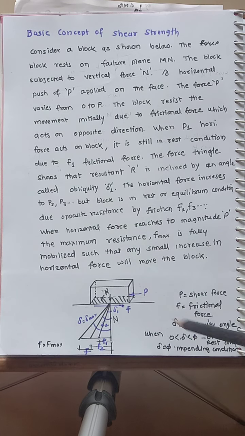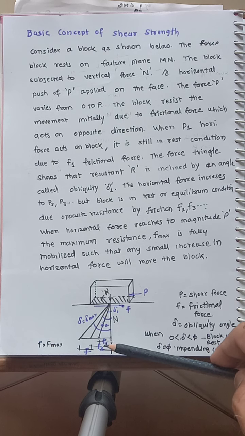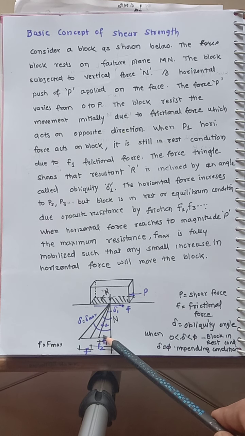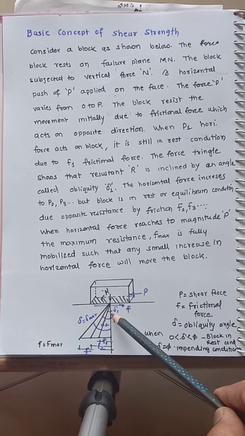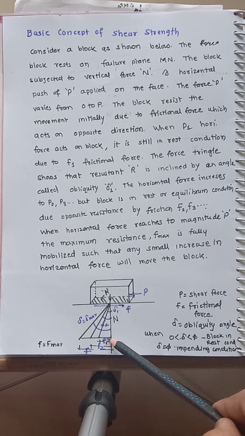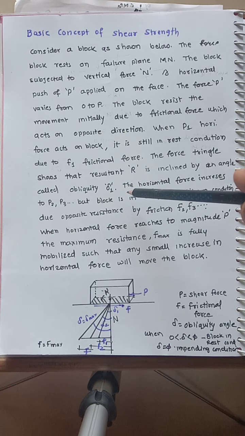So when we apply the force P1, F1 is developed. Now when the horizontal force applied to the block is P2, the friction also increases to F2. Earlier for F1 the angle of obliquity was delta 1, and now when it is F2, this delta 1 becomes delta 2.